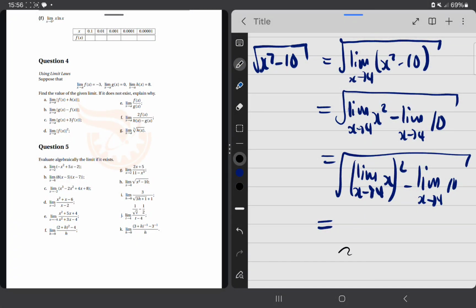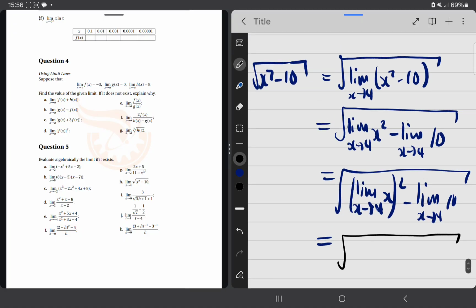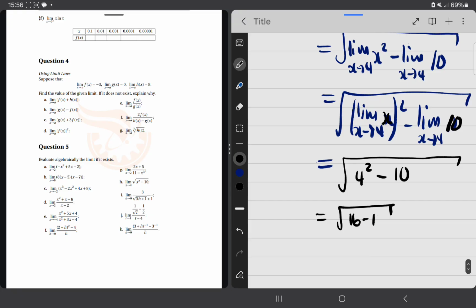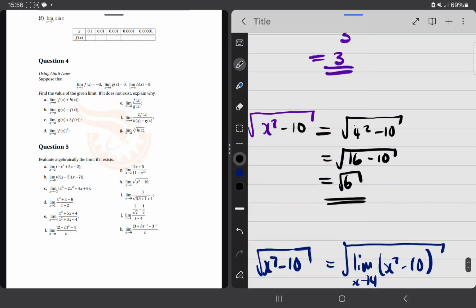So anyway, this is going to be square root of the limit as x approaches 4 of x. You substitute because you're getting the limit of x. So it's going to be 4 squared minus the limit of a number is the number, so it is minus 10. And this just becomes the square root of 16 minus 10, which is equal to the square root of 6. And you leave it like this, okay? Then you can put plus or minus outside, since for square root, there's always a plus or minus. So it's going to be equal to plus or minus root 6. And these are your solutions. And you are done.